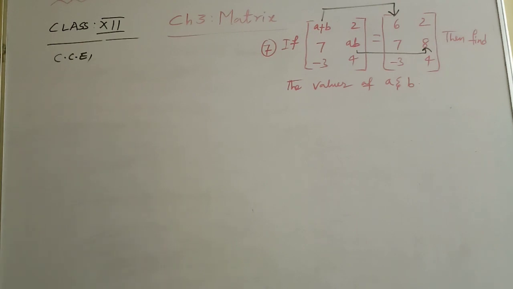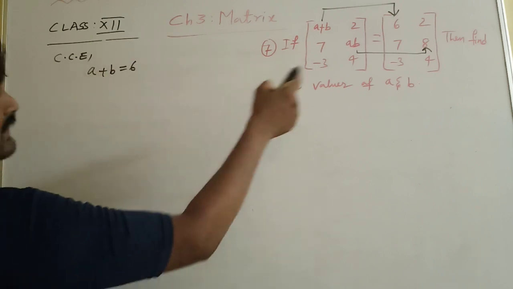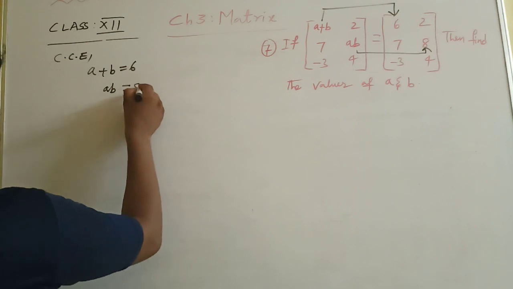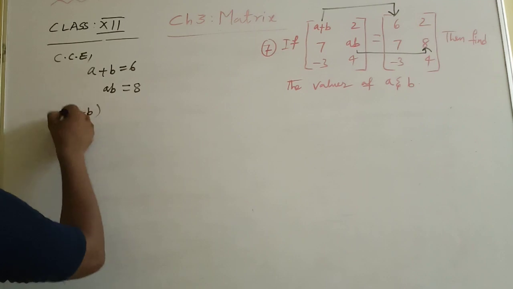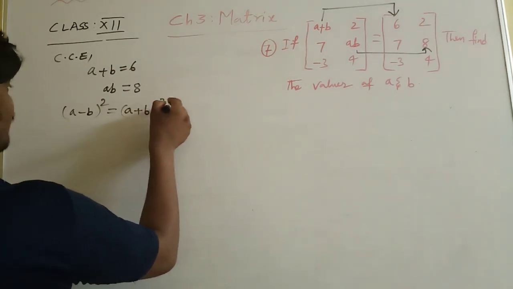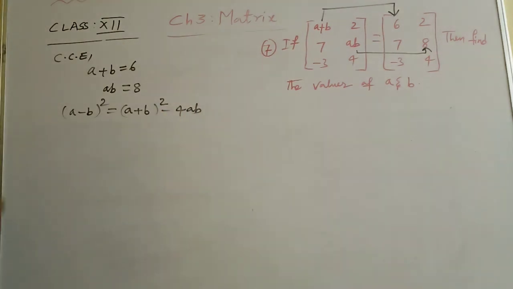Comparing corresponding elements, A plus B is equal to 6, and another one, AB is equal to 8. From this, what formula do you have? A minus B whole square is equal to A plus B whole square minus 4AB. This is the formula. Apply this formula.